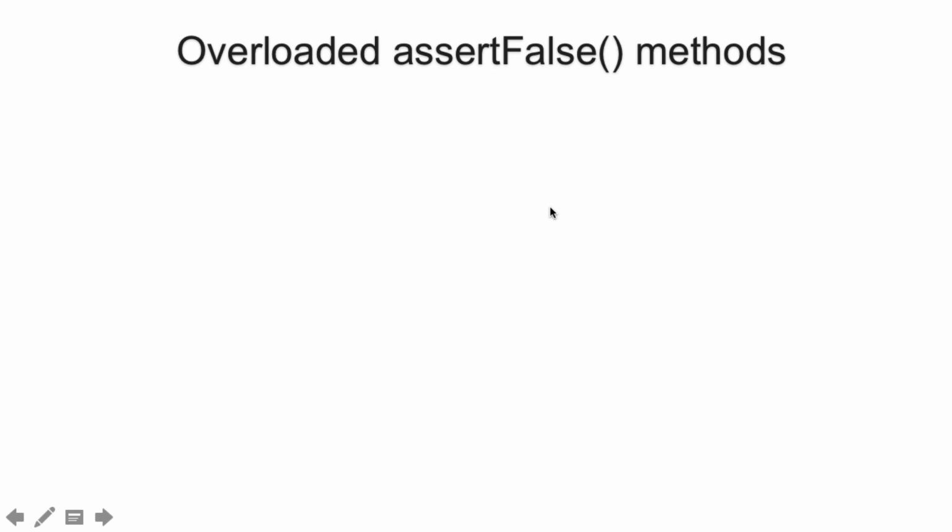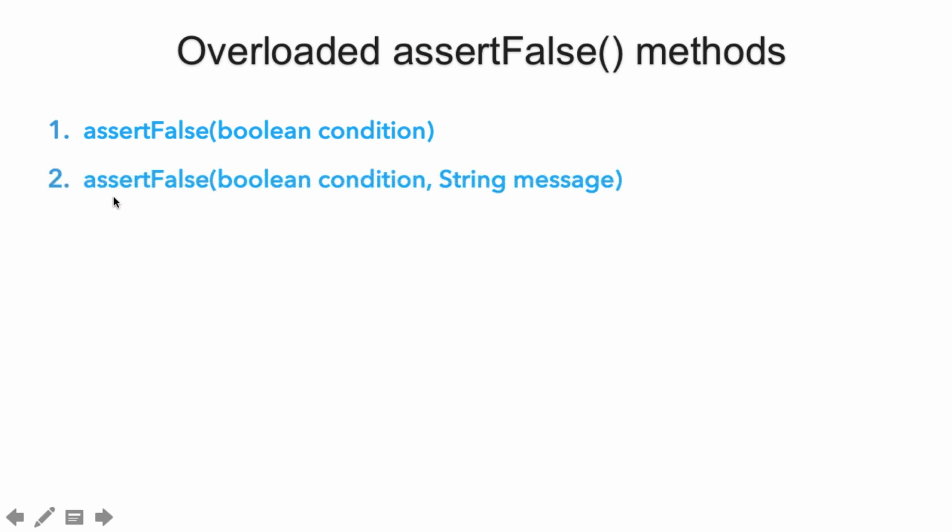Now let's discuss the assertFalse overloaded methods. The first method only takes in a boolean condition, and this method only validates whether the value provided to assertFalse is false or not. If it is false, the test case will pass, and if it is true, the test case will fail. The second overloaded method takes in a boolean condition and a customized string message. Let's say our test case fails and we want to provide a customized string message, then we can provide it using this method.